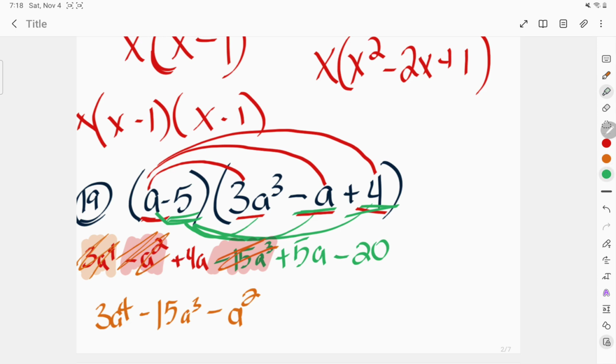Let's see what else we've got in here. So we have a positive 4a and a positive 5a. Those are like terms, so I can combine them. 4 plus 5 is 9a. So we've done those. And all I'm left with is negative 20.